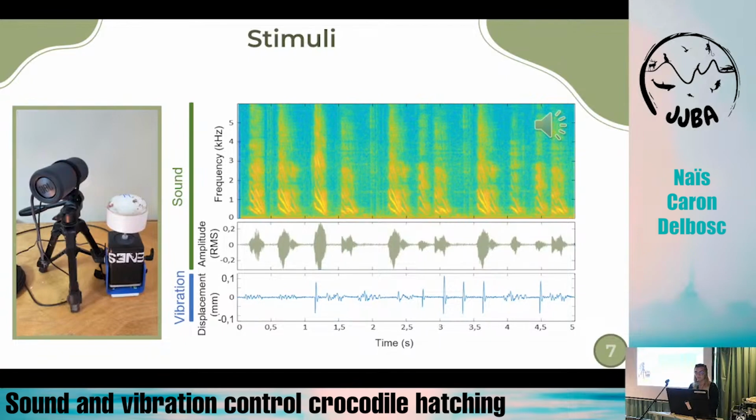And for the vibratory stimuli, we reproduced scratches and impacts that reproduce the movement inside the egg when the embryo starts to hatch, but also the movement of the mother digging out the nest. So these are also sequences of 1 minute.